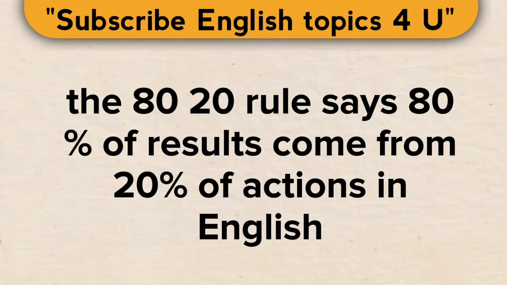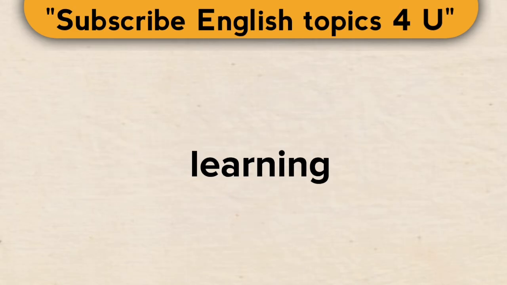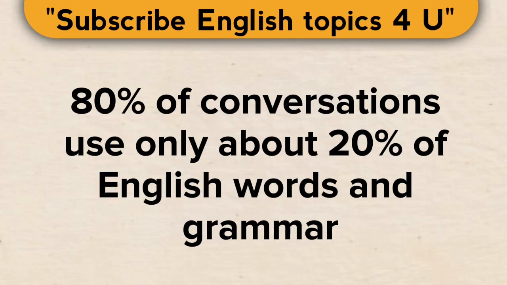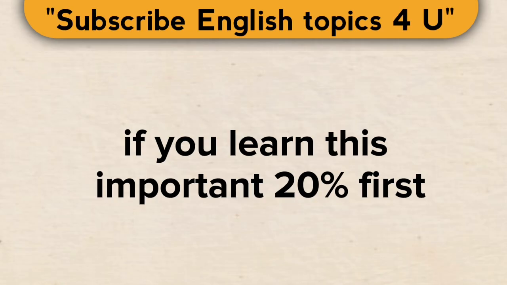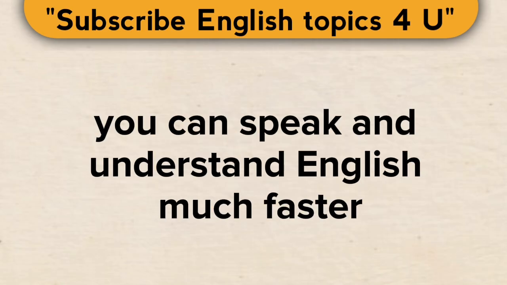The 80-20 rule says 80% of results come from 20% of actions. In English learning, 80% of conversations use only about 20% of English words and grammar. If you learn this important 20% first, you can speak and understand English much faster.